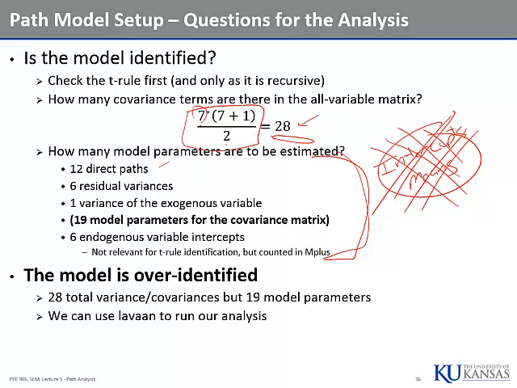There are 6 residual variances, 1 for each dependent variable, and 1 variance of the exogenous variable, which drives me nuts. Our exogenous variable is gender, and we're going to estimate its variance as if it were continuous. But it's okay, I'll be fine. We'll get through this. So there are 19 covariance model parameters right there. And so that means we are less than 28. We're good.